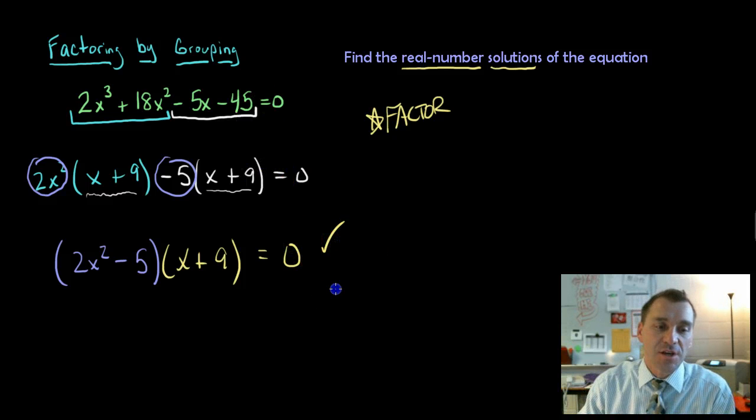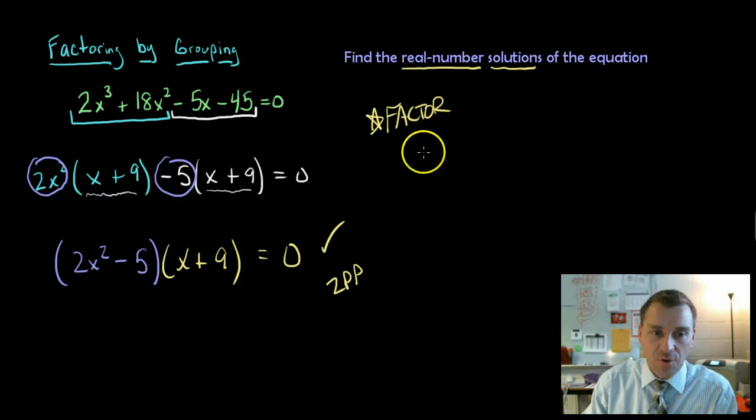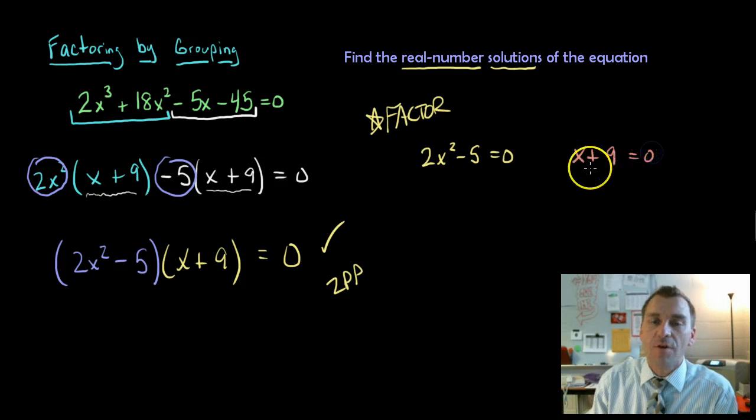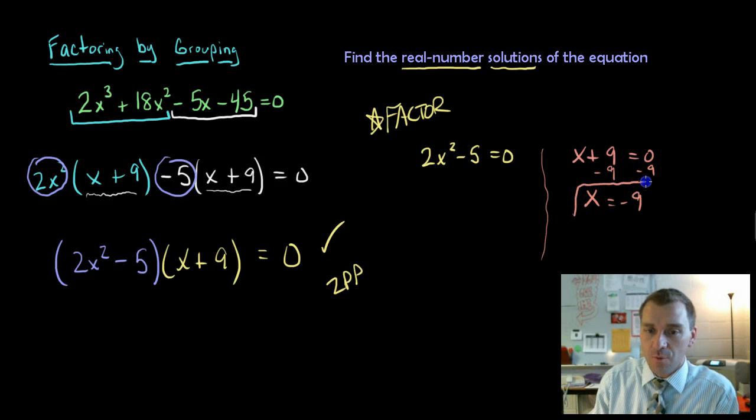Now we got to use the ZPP to solve this. So that means I take 2x squared minus 5, set that equal to 0. And then I'm going to take the other one, x plus 9 equal to 0. Well, let's solve this one on the right first. It's a little easier. I subtract 9 from both sides. That gives me x equals negative 9. So there's one of your solutions.